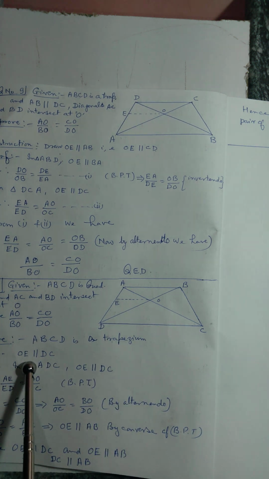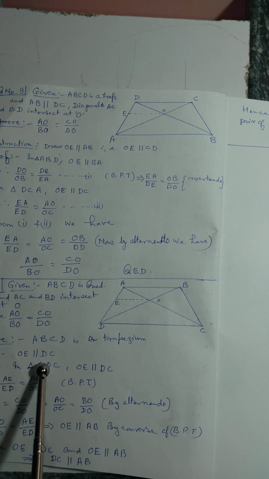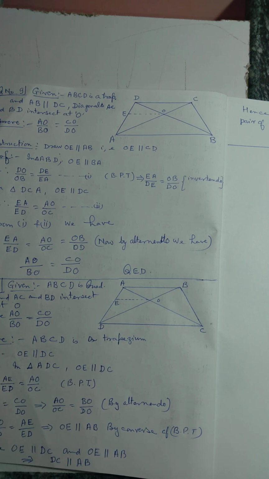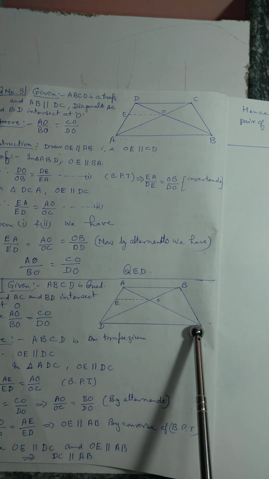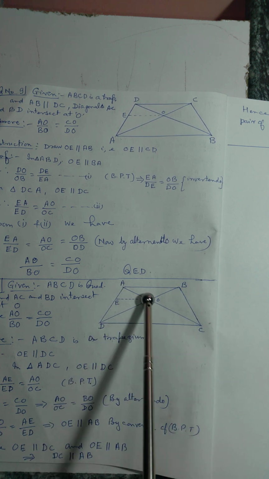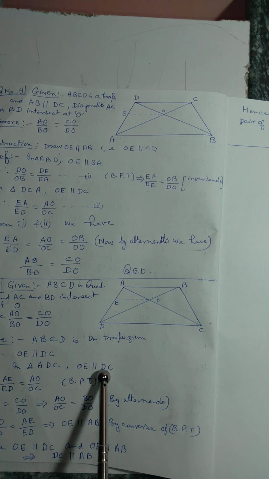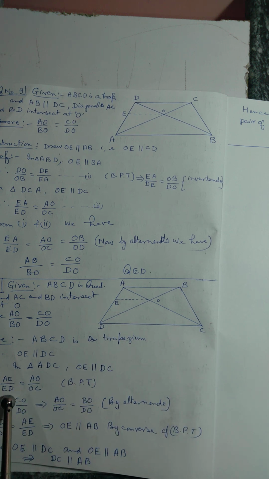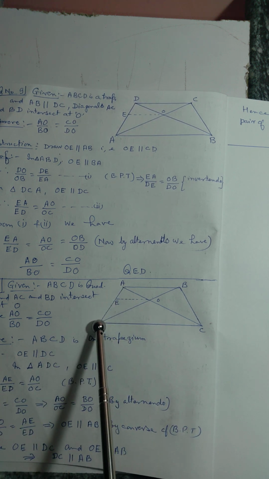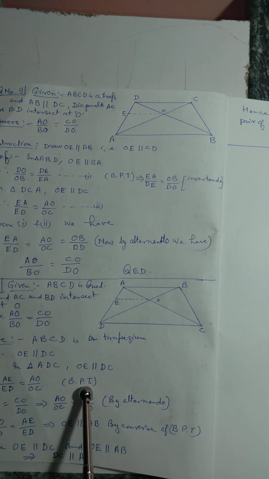Construction: draw OE parallel to DC. The proof: in triangle ADC, OE is parallel to DC. Therefore, AE upon ED will be equal to AO upon OC by the basic proportionality theorem.